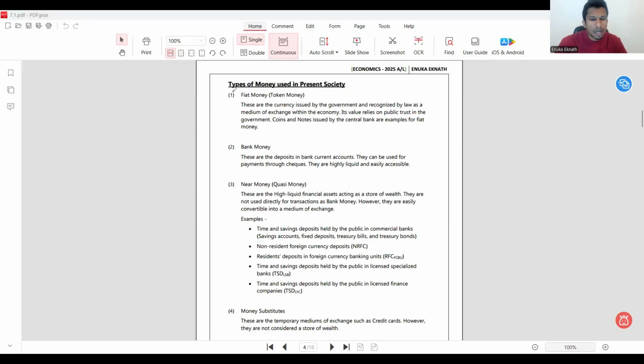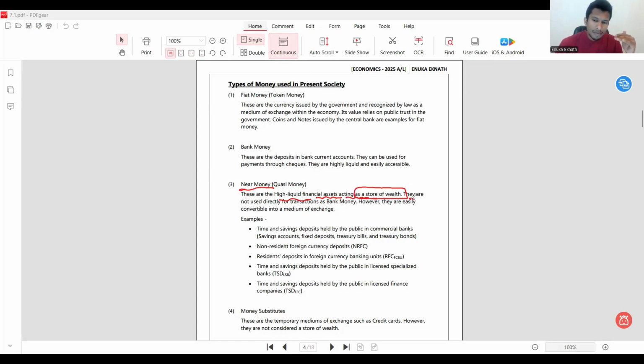Here you have this topic, types of money used in present society. So the third one is near money. And if you read the definition given for near money, you can understand these are highly liquid financial assets acting as a store of wealth. See, that's the only function they have. I mean, near money has the ability to act as a store of wealth, and that's it.